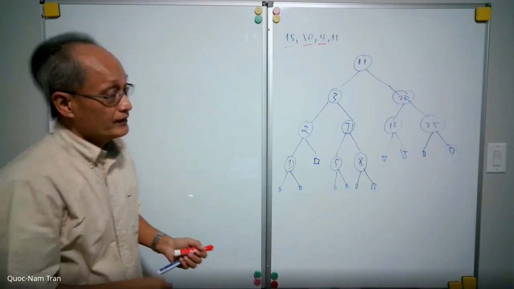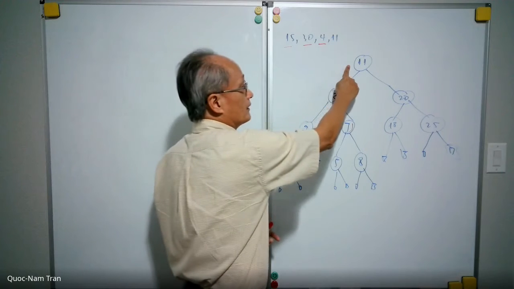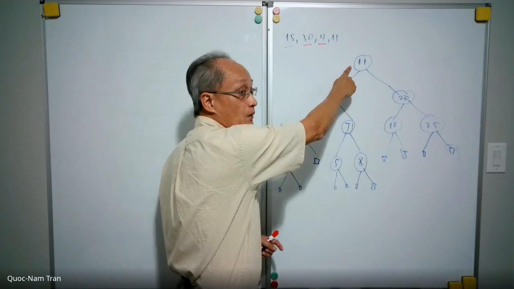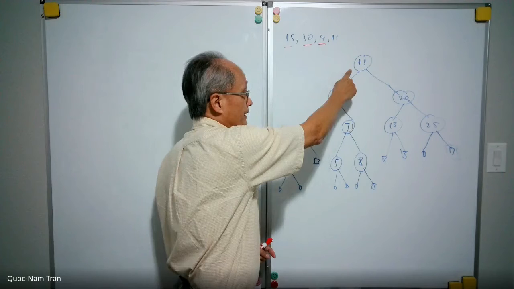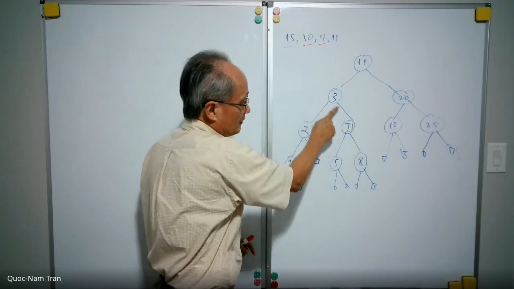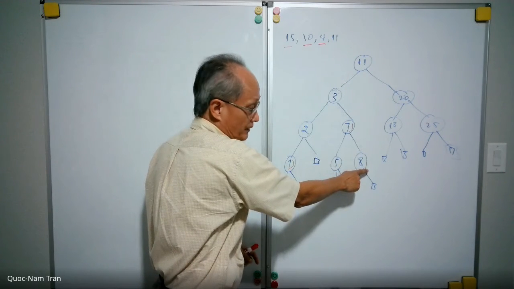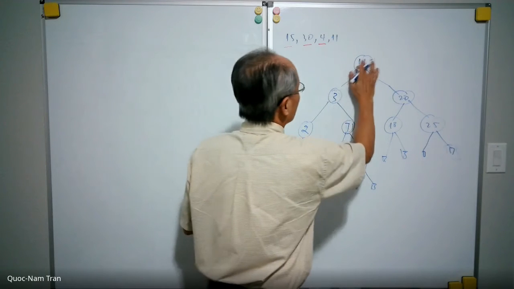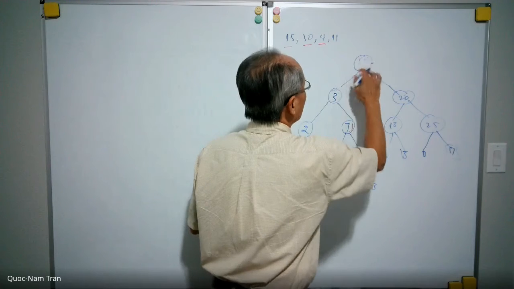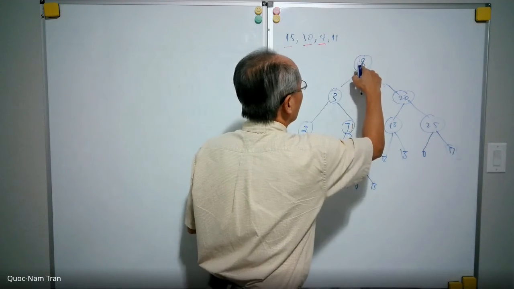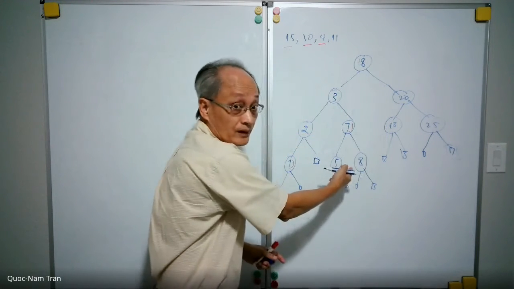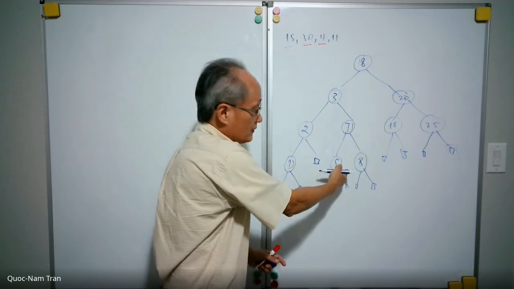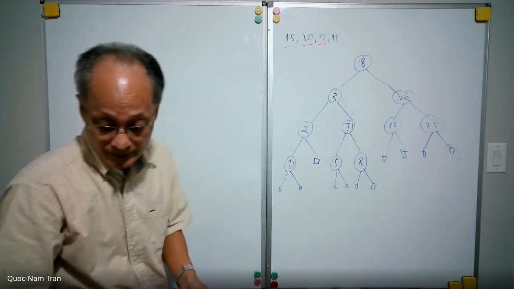We remove 11, which is the root. So we have to replace it with the predecessor, right? Left and then all the way to the right. So we have 8 here. We will bring 8 here, and then remove this node. But this one is a black node, so we cannot simply remove it.